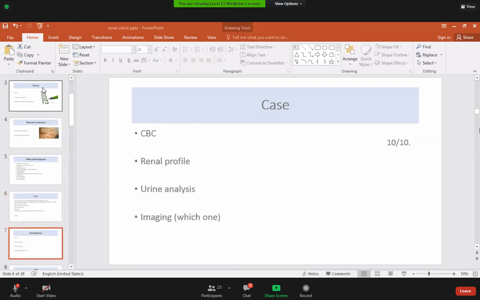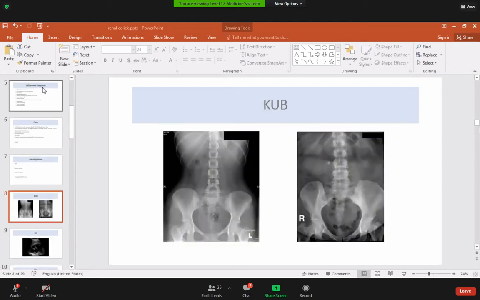And now, when you take the complete history, then you investigate the patient further. You do a complete blood count, renal profile, urinalysis, and imaging. You have to think about which imaging investigation is suitable for this patient. Initially, we go for a KUB. What is a KUB? It is an erect X-ray, specifically taking into account the area of the kidneys, ureter, and the urinary bladder. This is slightly different in its exposure from the erect chest X-ray or pelvic X-ray, slightly in between these two.